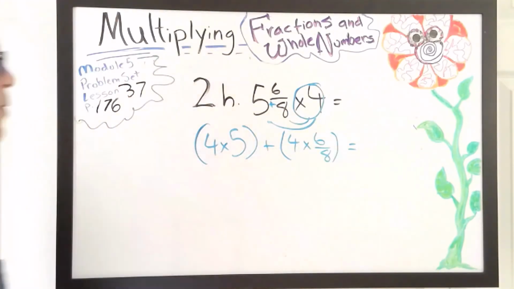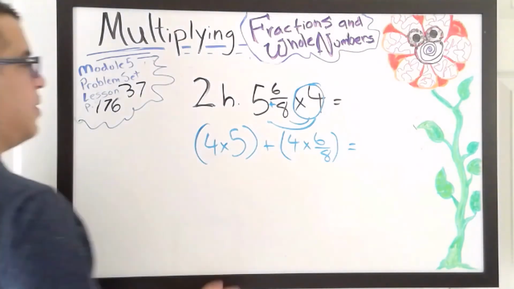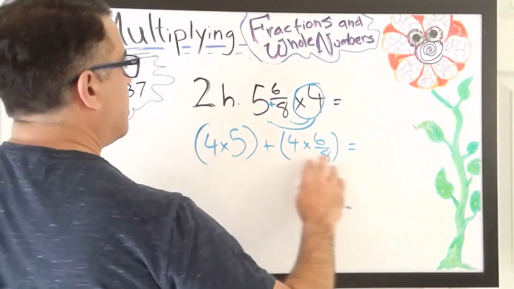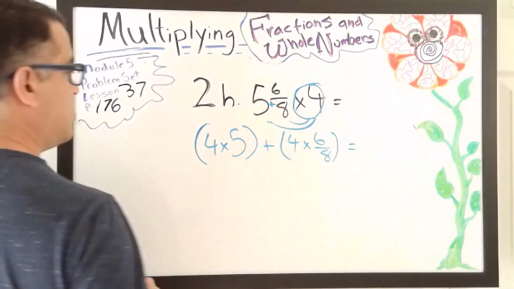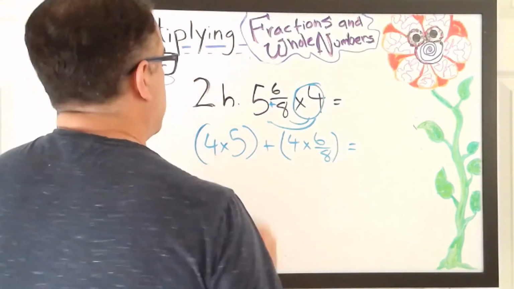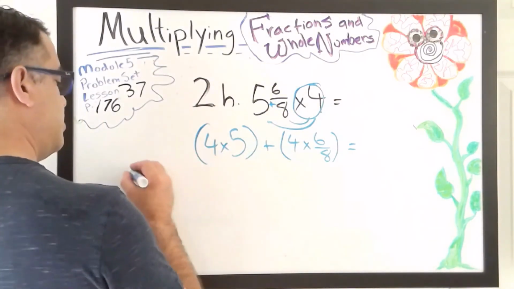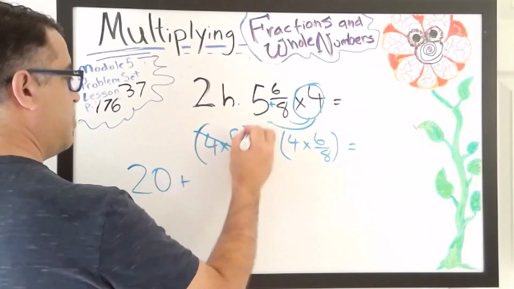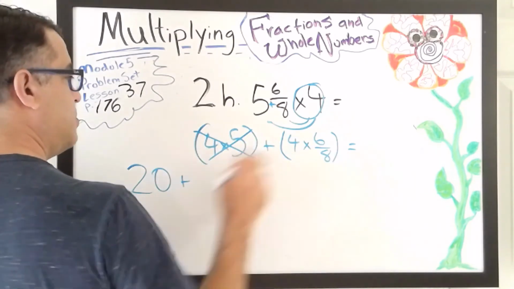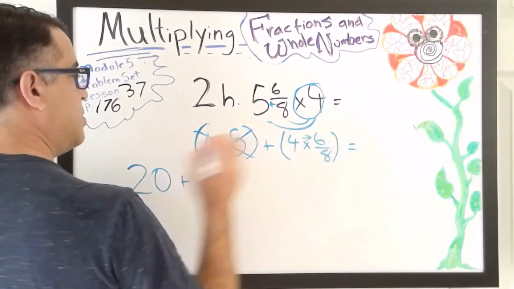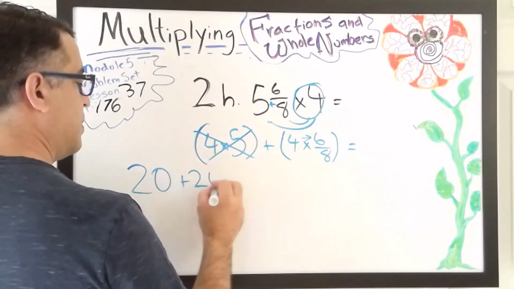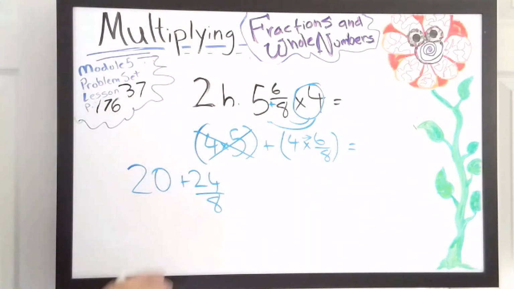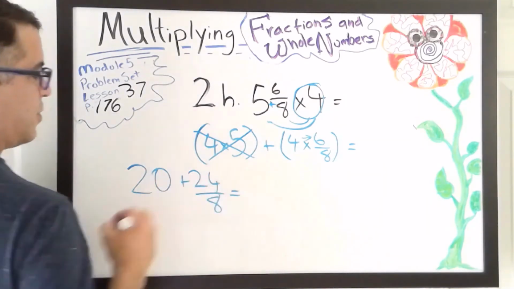Let me keep simplifying to get my answer. To simplify means to solve in the parentheses first, then add, then convert to a mixed number that makes sense without improper fractions. So 4 times 5 is 20. So this part is solved, plus 4 times 6/8. Well, 4 times 6 is 24 over 8. Okay? This could be represented as a mixed number, but we want to convert this 24/8 first.